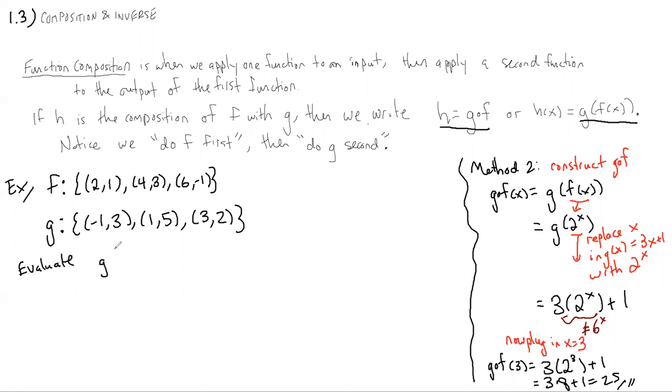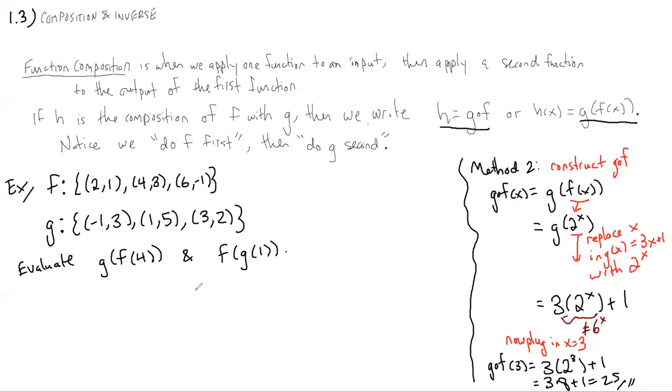let's do a G of F of 4. And then maybe I'll try a different one. Let's try going the other way. Maybe F of G. Let's try 1. Okay. Just to see what happens here.